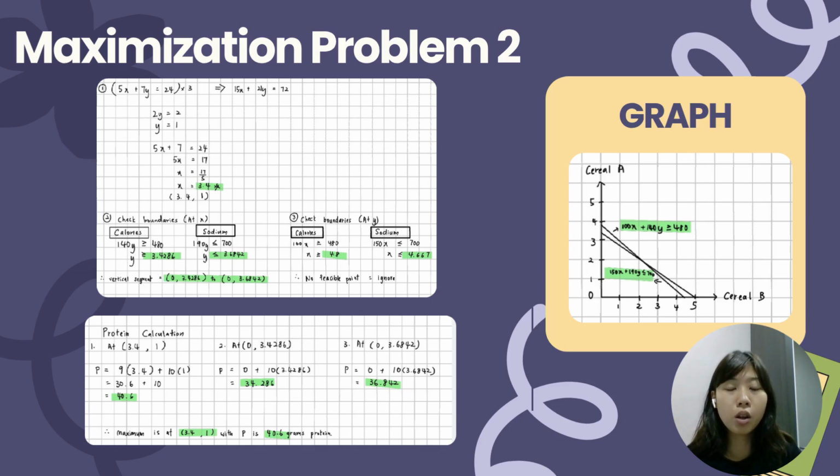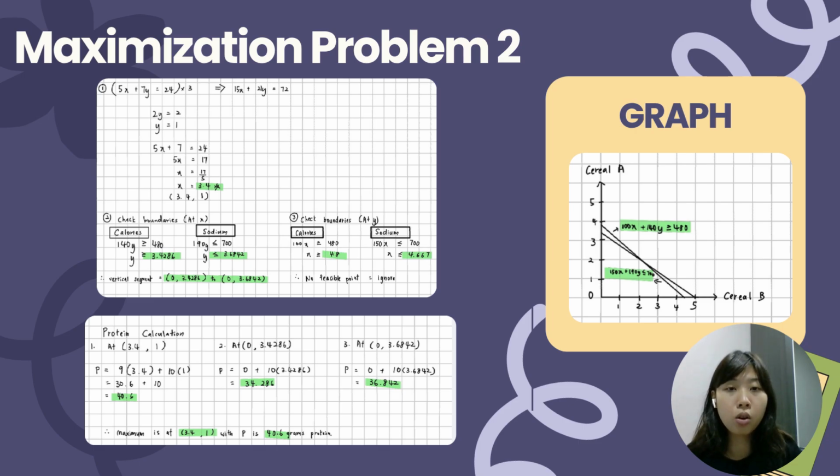From our calculation, we identify the corner points of the feasible region: (3.4, 0), approximately (0, 3.6842). (0, 0) is not valid here because it does not meet the calorie requirement. Then we evaluate the objective function, which is z equals 9x plus 10y. We plug in each corner point.